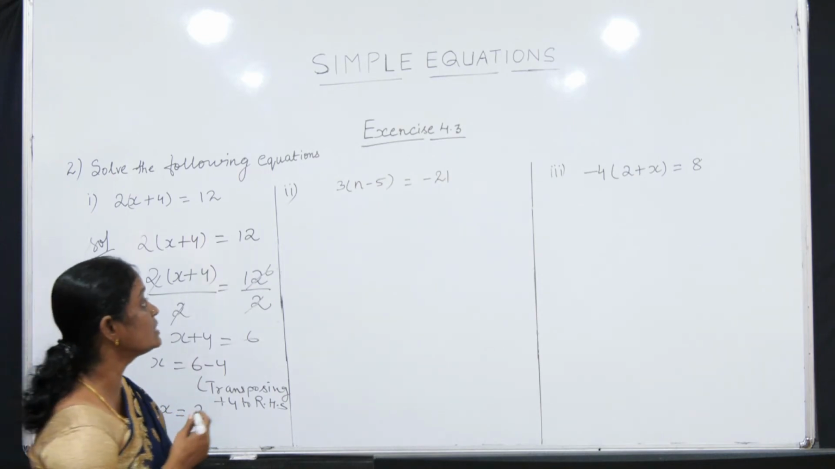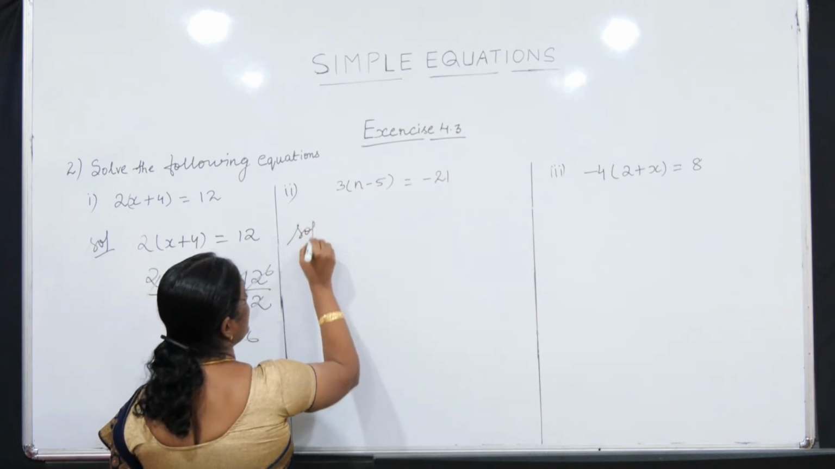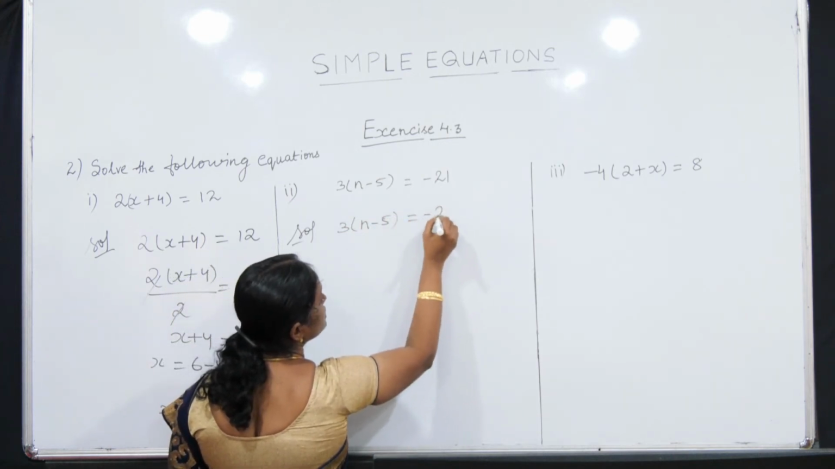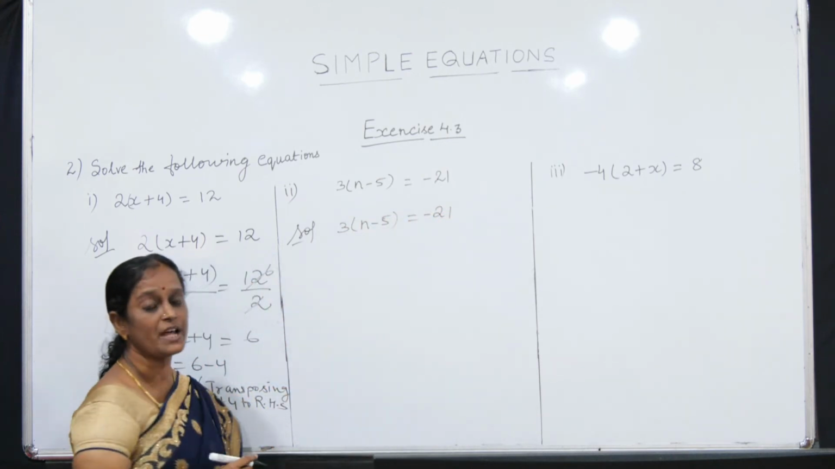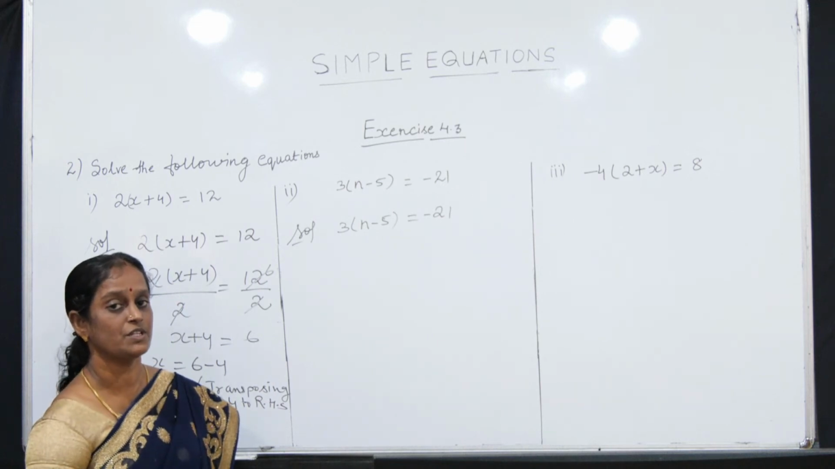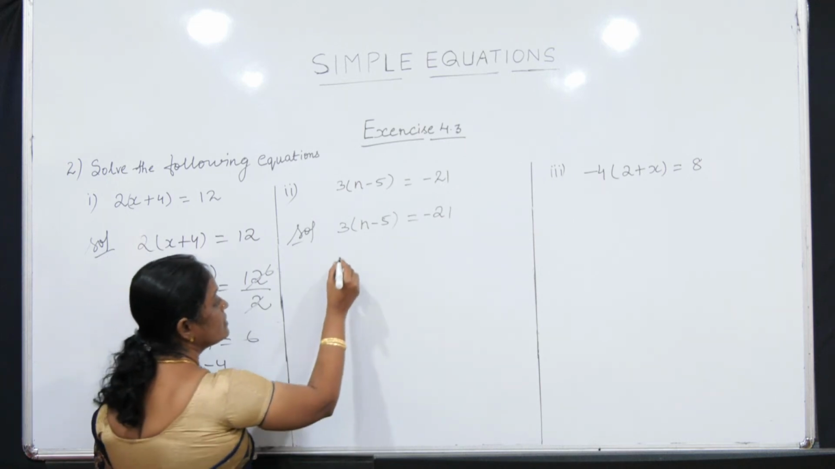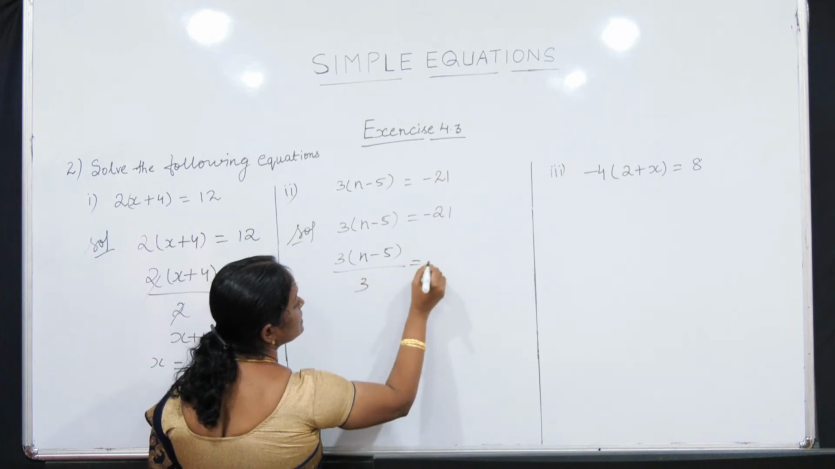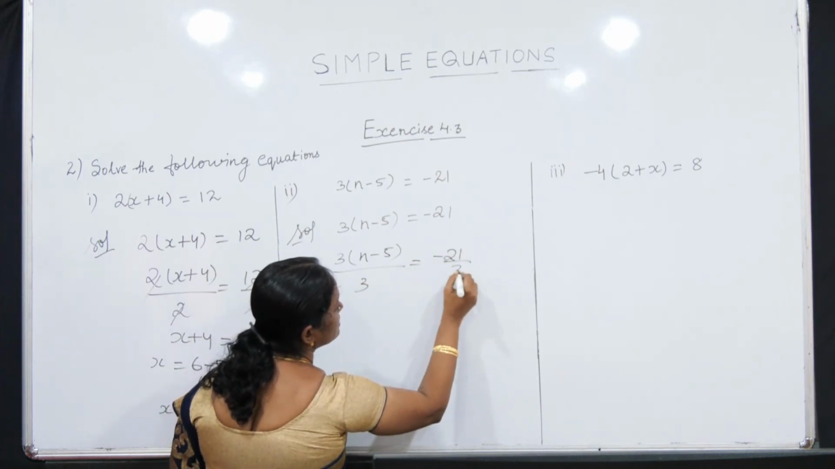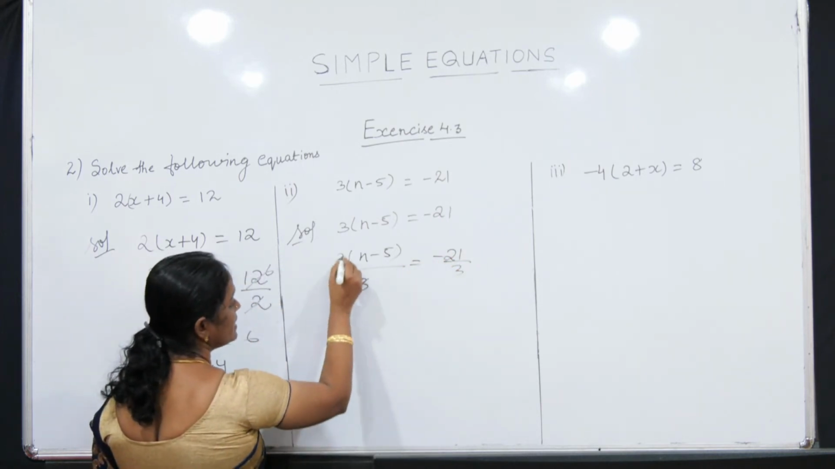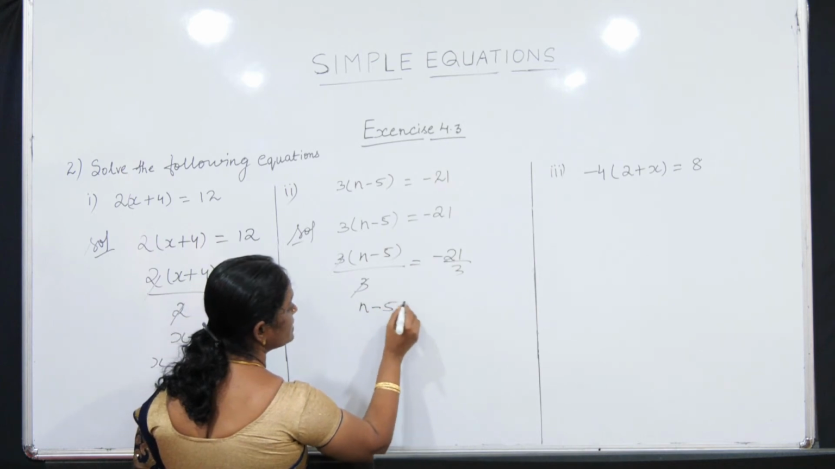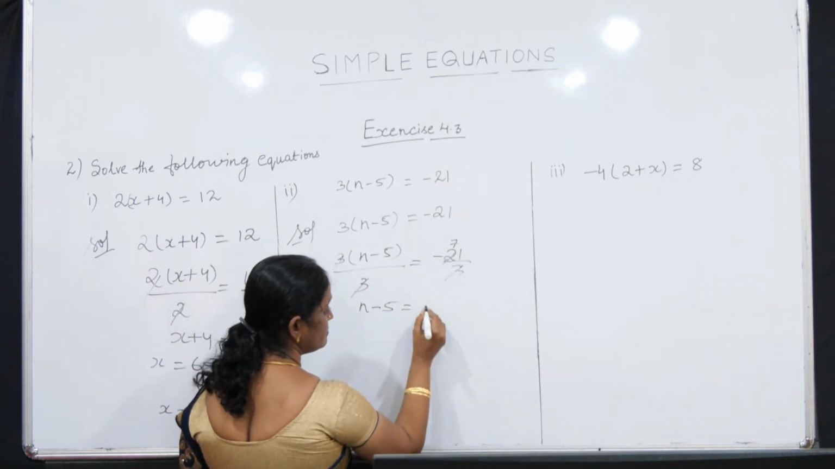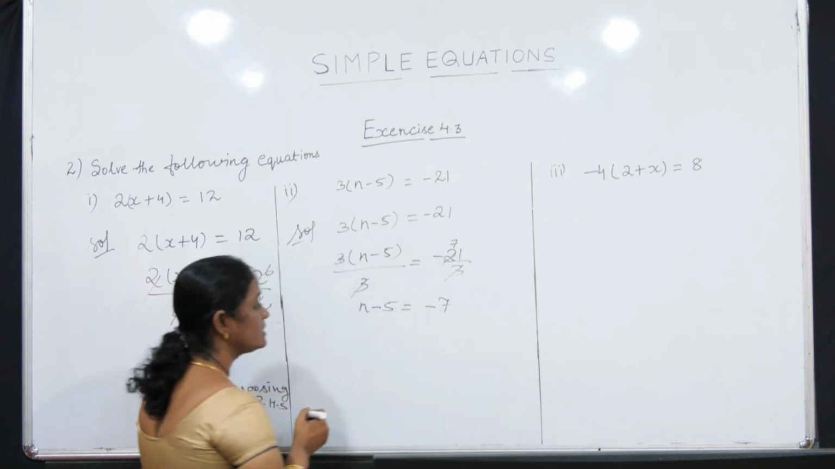The next equation is 3 into n minus 5 is equal to minus 21. Now to remove the brackets, we will divide both sides of the equation by 3. Here 3 into n minus 5 by 3 is equal to minus 21 by 3. Here 3 will get cancelled. n minus 5 is equal to 3 sevens are 21, minus 7.